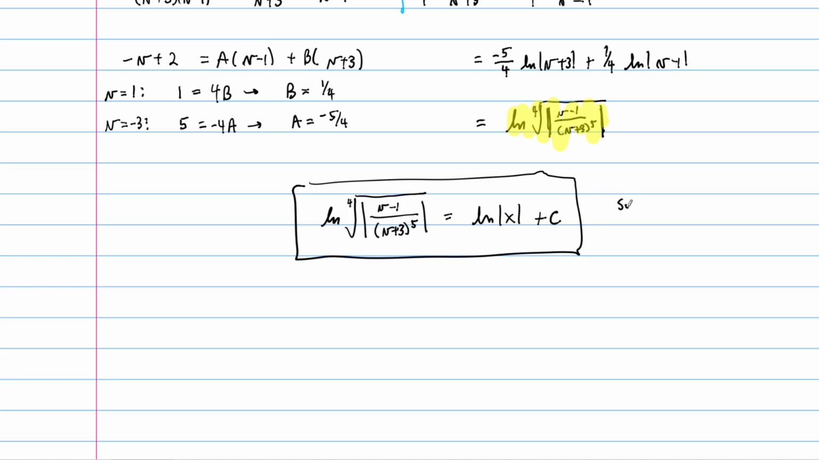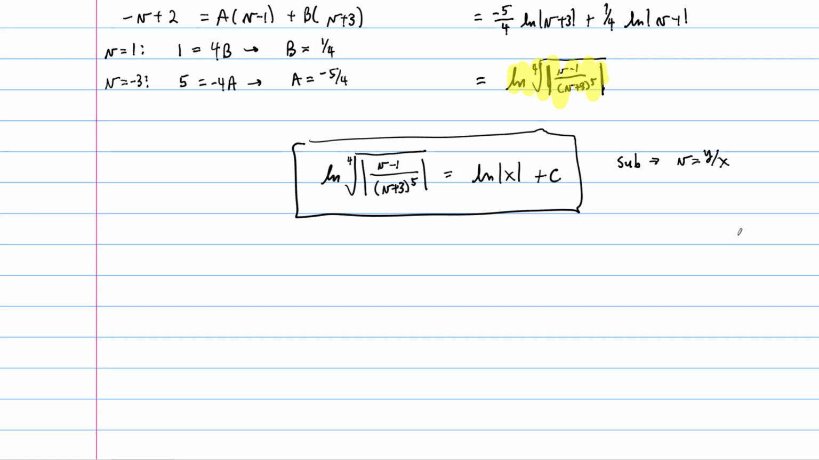So the last thing is to sub back in our v equals y over x. And then we'll have our implicit solution in terms of y and x. All right, so what we end up with then is the following. We're going to get our natural log of the 4th root of absolute value, right? This y over x goes here. So (y over x minus 1) over (y over x plus 3), all to the 5th power.